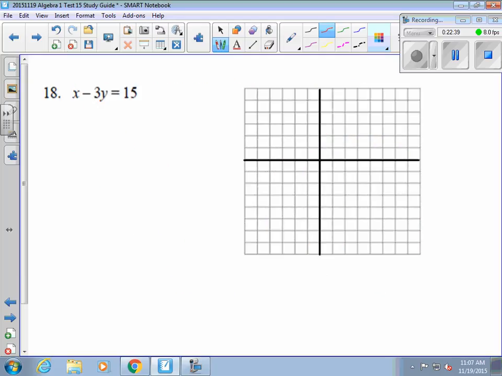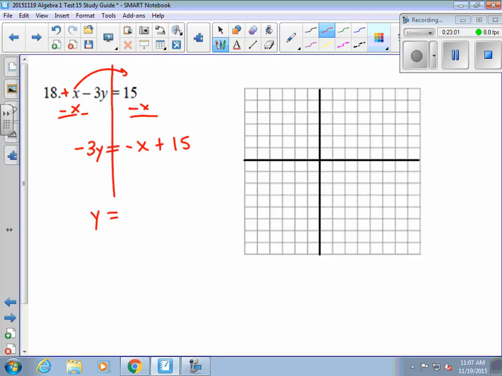Number 18 says x minus 3y is equal to 15. Again, it doesn't say y equals mx plus b. We've got to make it say that. So we want to move over positive x by subtracting it. If you do it to the left, do it to the right. Negative 3y is equal to, instead of writing 15 minus x here, I'm going to put negative x positive 15 to make it say mx plus b a little quicker. Not quite mx plus b, though. We have to get rid of the negative 3 times that by dividing by negative 3. Remember to divide everything by negative 3, this and this. Negative 1 divided by negative 3 is positive 1 over 3x, and 15 divided by negative 3 is negative 5.